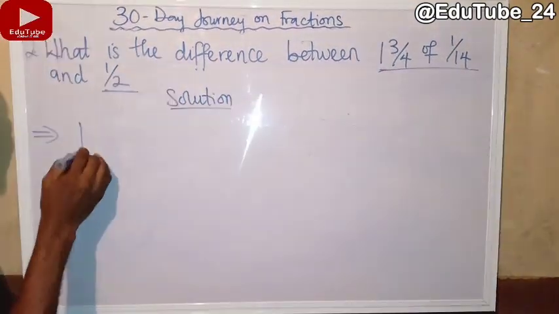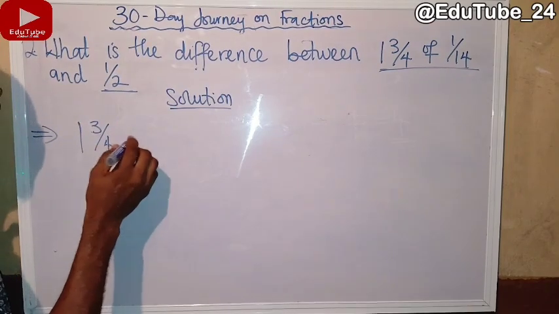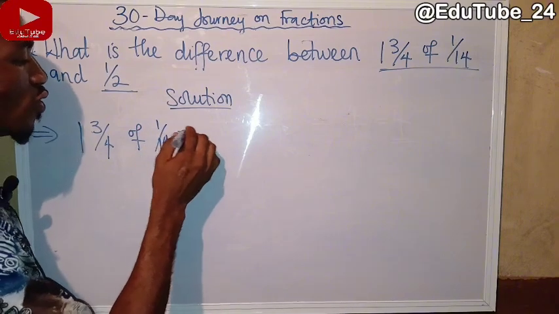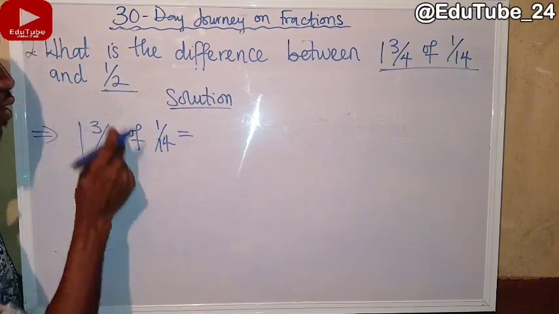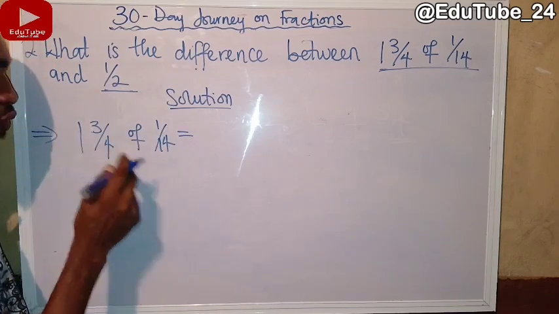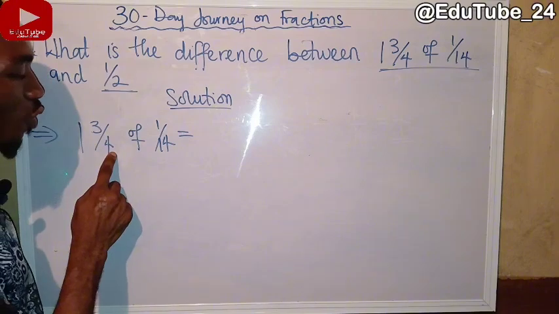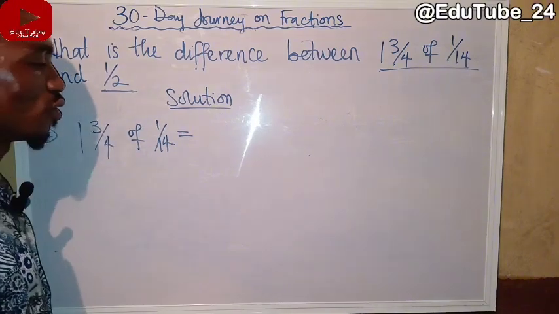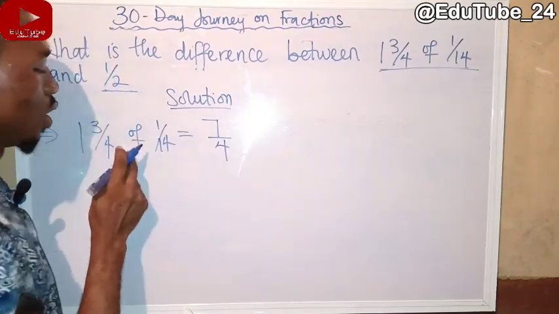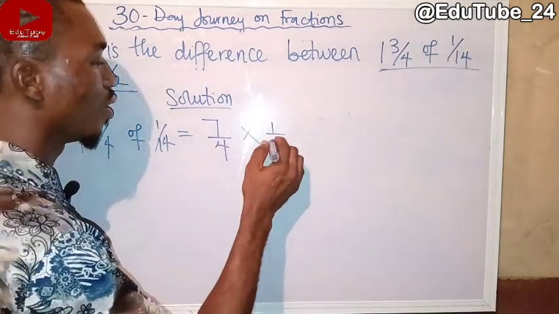So we write out the fraction 1 3/4 of 1/14. Just like we did in the previous one, we convert this mixed number into an improper fraction. Don't forget how we convert a mixed number to an improper fraction: 1 times 4 gives you 4, and 4 plus 3 gives you 7. So the improper fraction becomes 7/4. Then the "of" we turn to times, and we still have our 1/14.